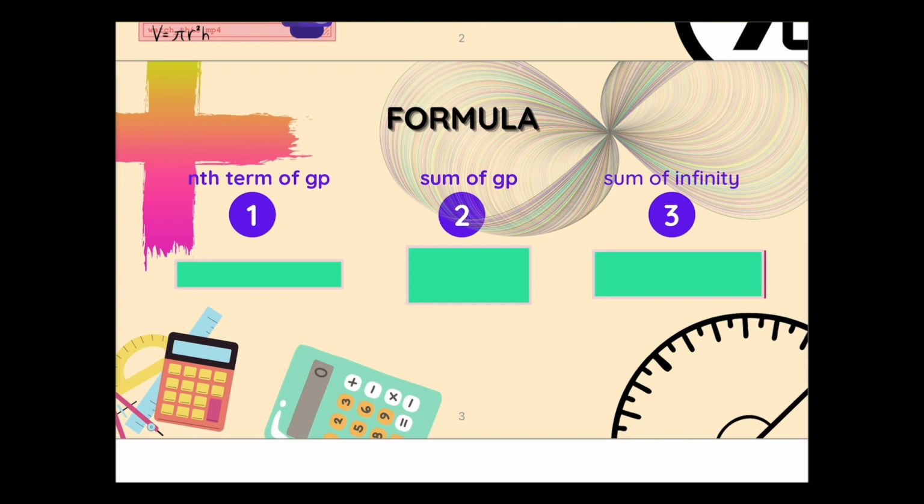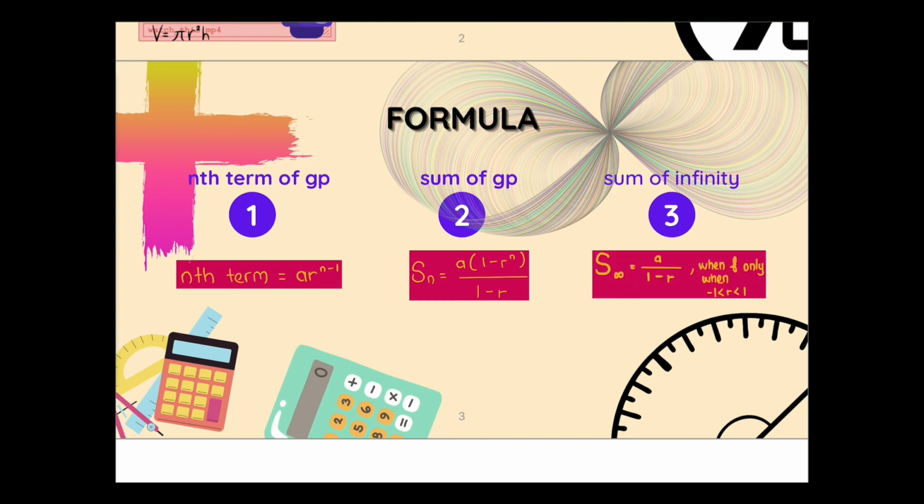Alright, in geometric progression there are 3 formulas that you can use. First, the nth term of geometric progression, that is a r to the power of n minus 1, and the second one is the sum of geometric progression, a (1 minus r to the power of n) divided by (1 minus r), and the last formula is the sum to infinity, that is a divided by (1 minus r). This formula can only be used when r is between negative 1 and 1.